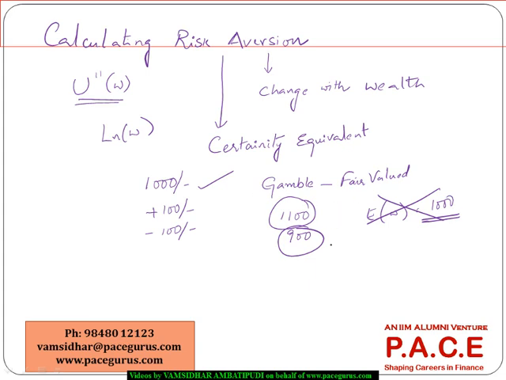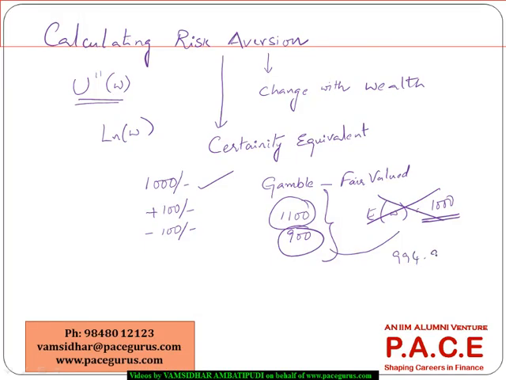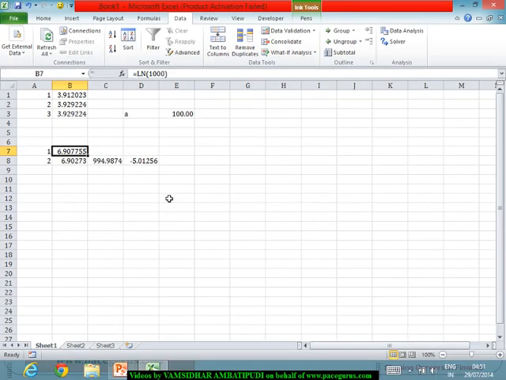So the certainty equivalent of this gamble is only 994.98, so it is equivalent to only 994, whereas if he does not get into the gamble, his wealth is equivalent to 1000, so he will always prefer this, right?